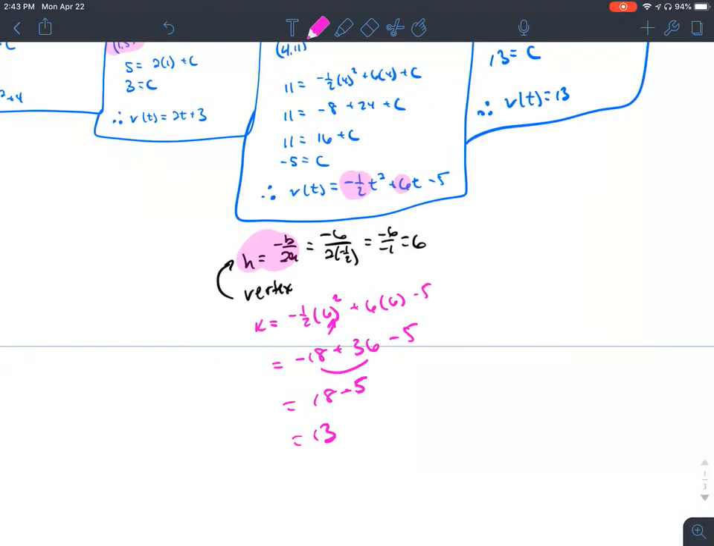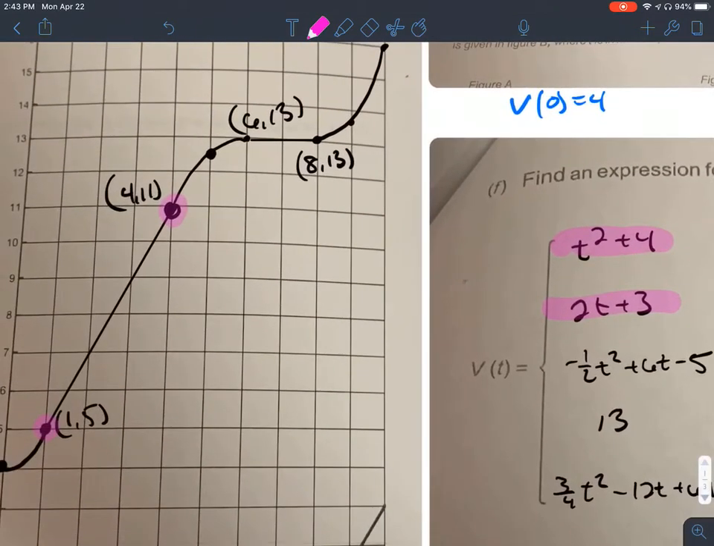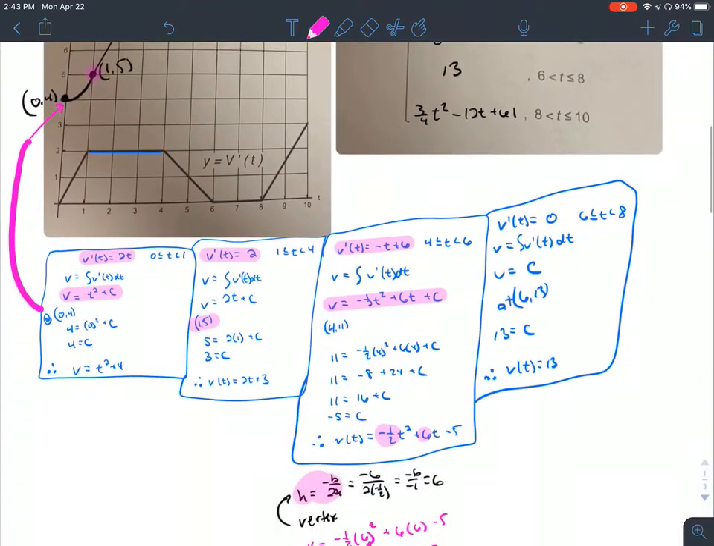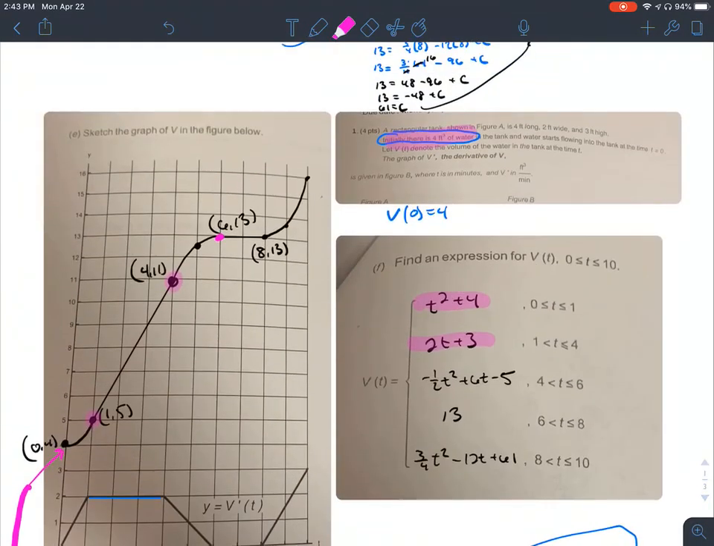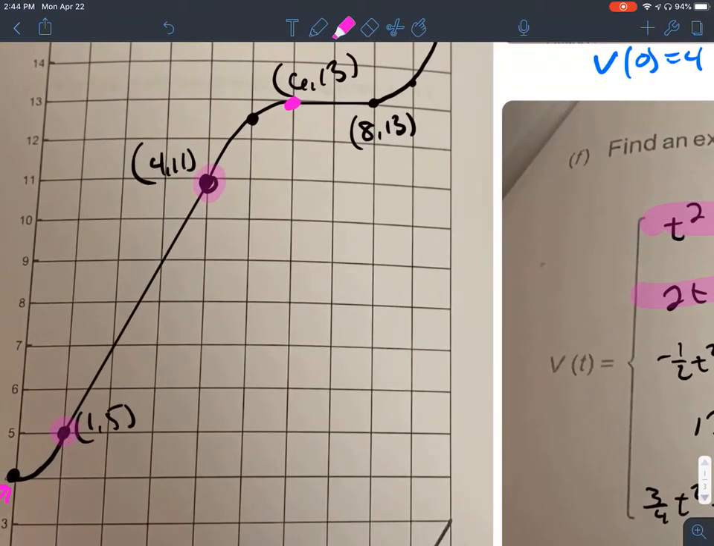613, that's the vertex. So if I put that on here as the vertex of this parabola, all I need to know now is what the coefficient of t squared is. It's negative 1/2. That means the parabola opens down. I'm graphing this part right here.